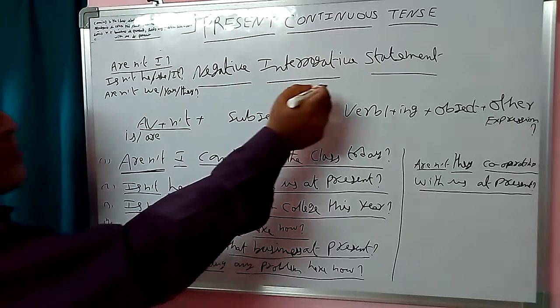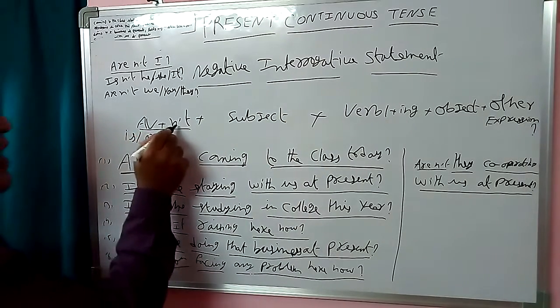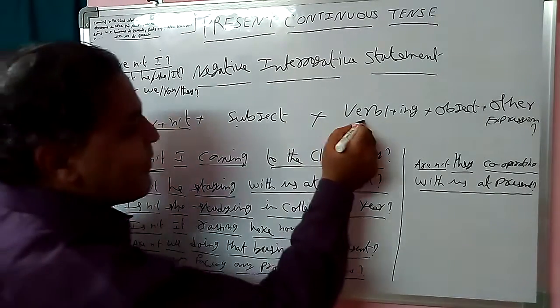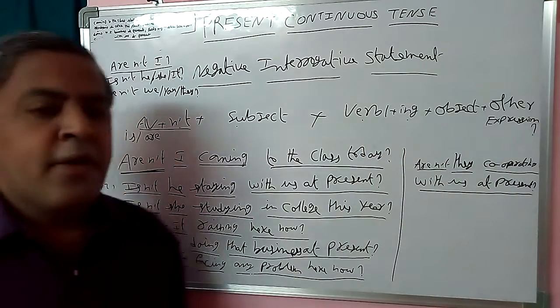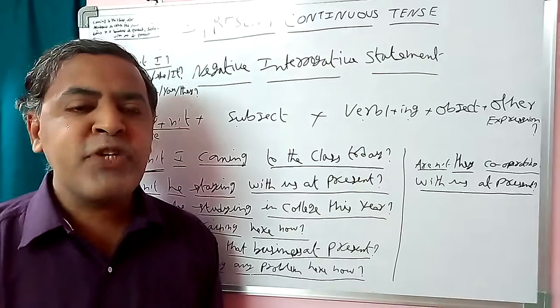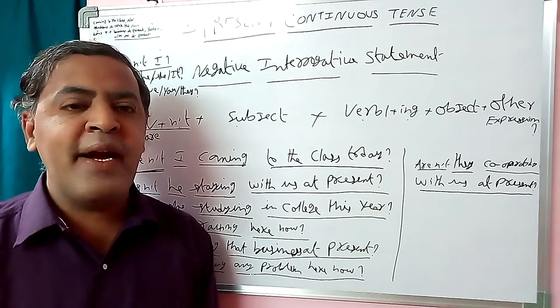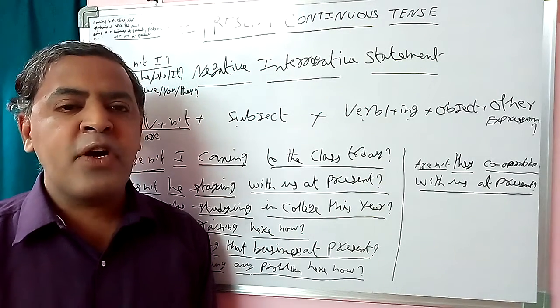Negative interrogative statement rule is: auxiliary verb with apostrophe t, subject, verb 1 plus ing, object, other expression. Practice positive statement, negative statement, interrogative statement, and negative interrogative statement thoroughly and properly.